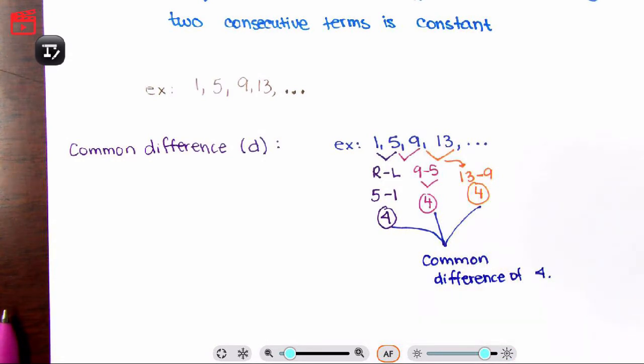Now, I personally don't like to subtract that way. I'm going to show you a different way of doing it in our next example.